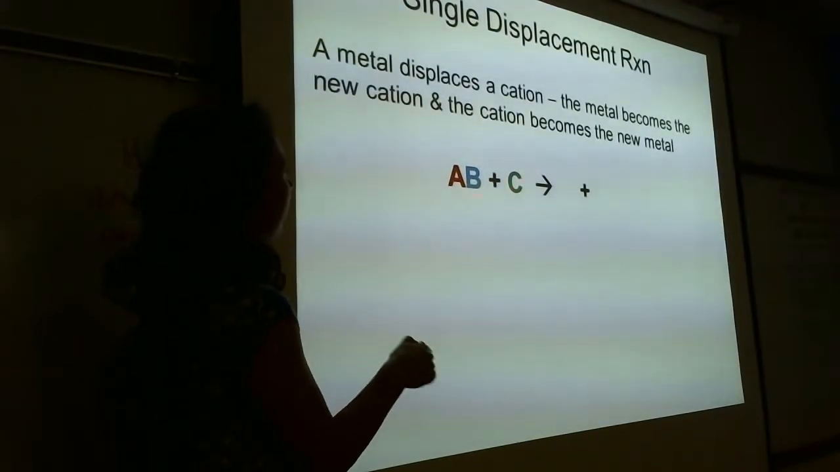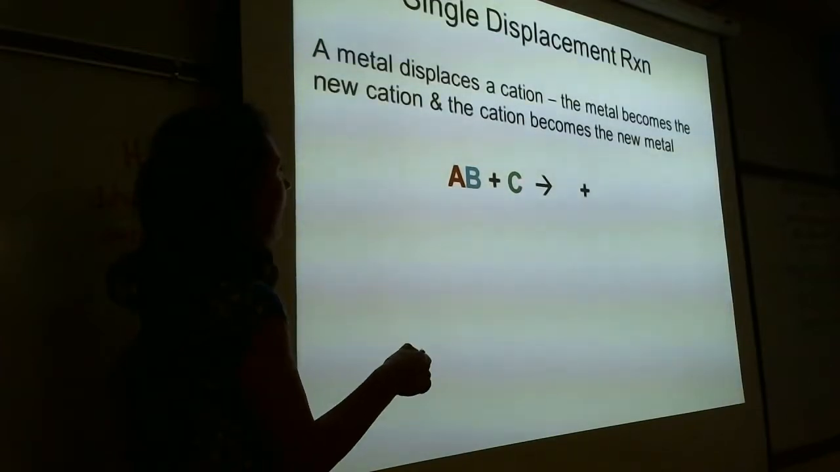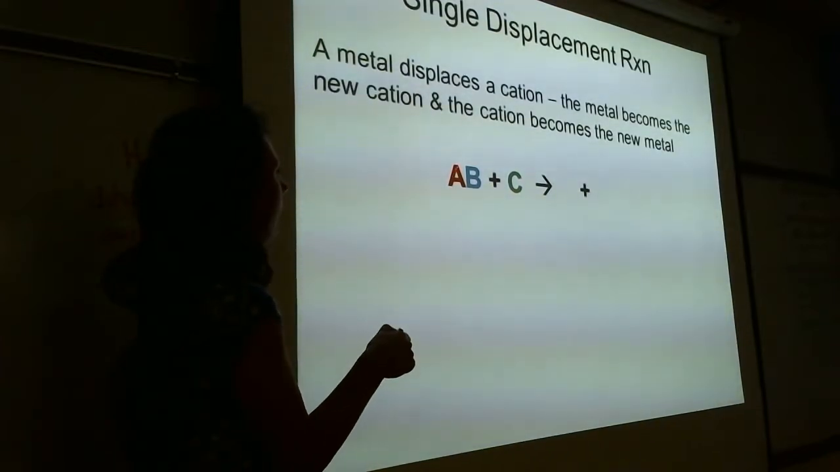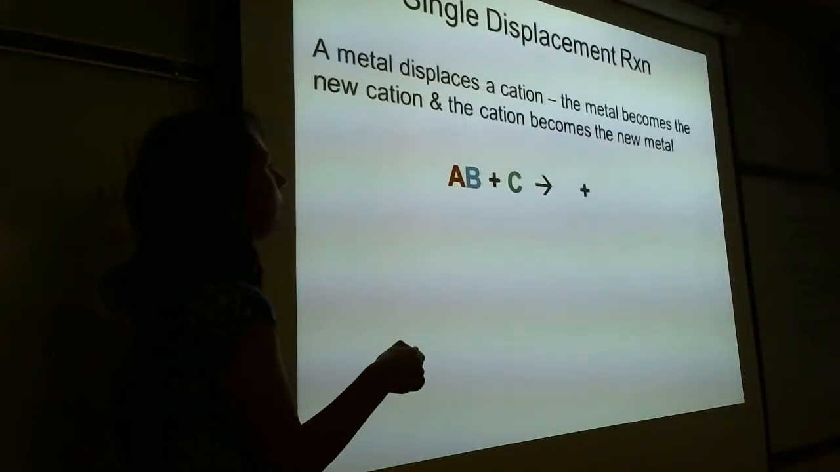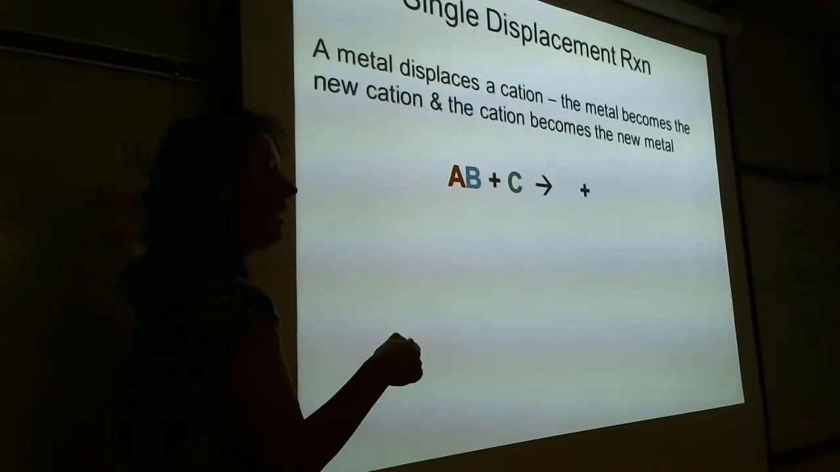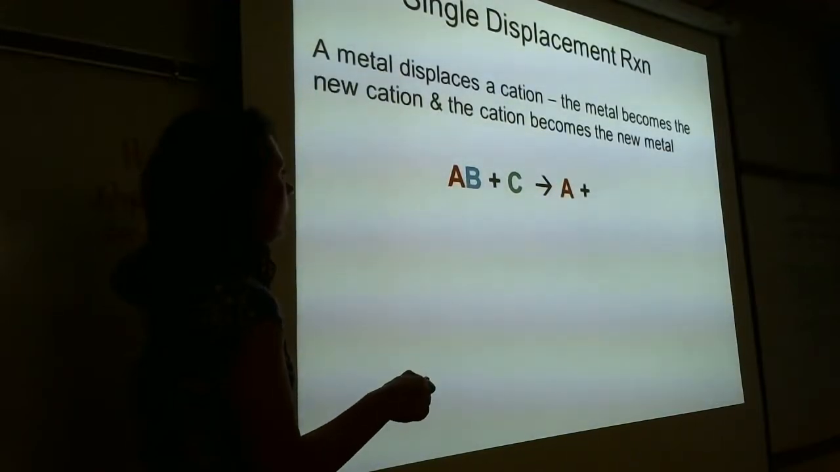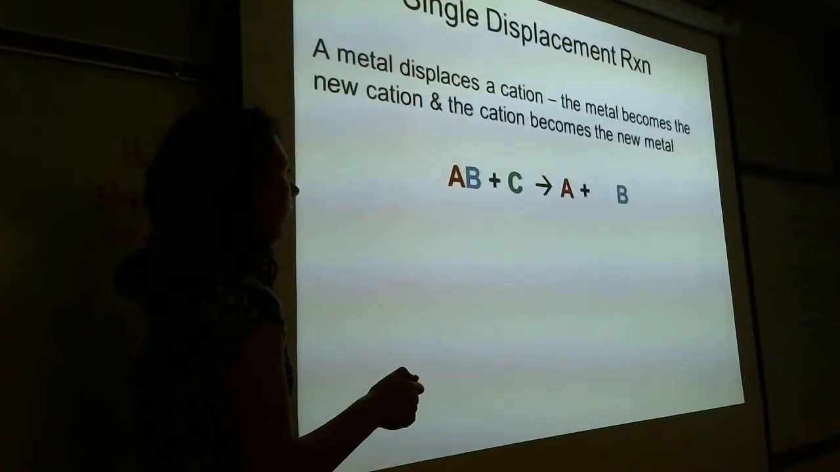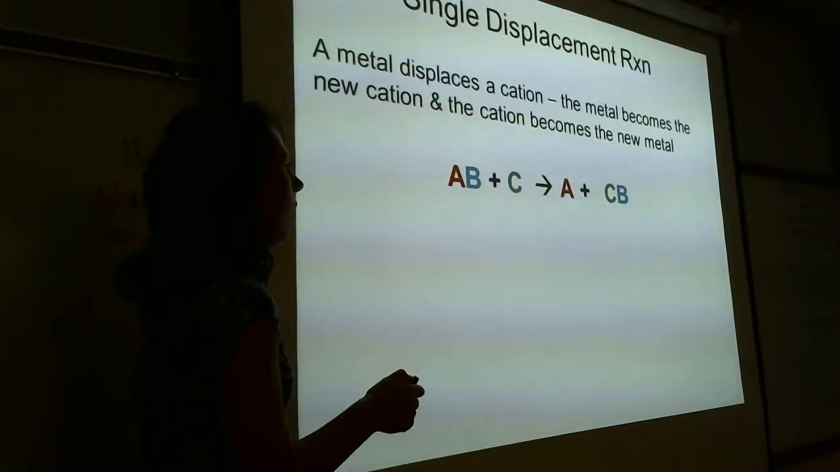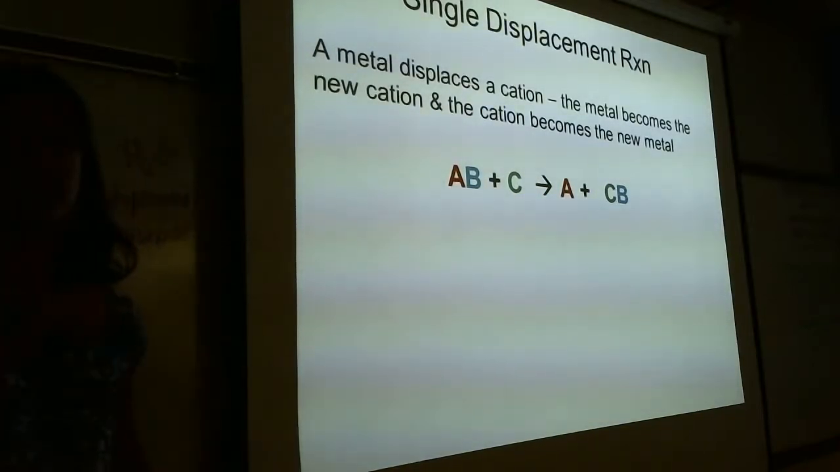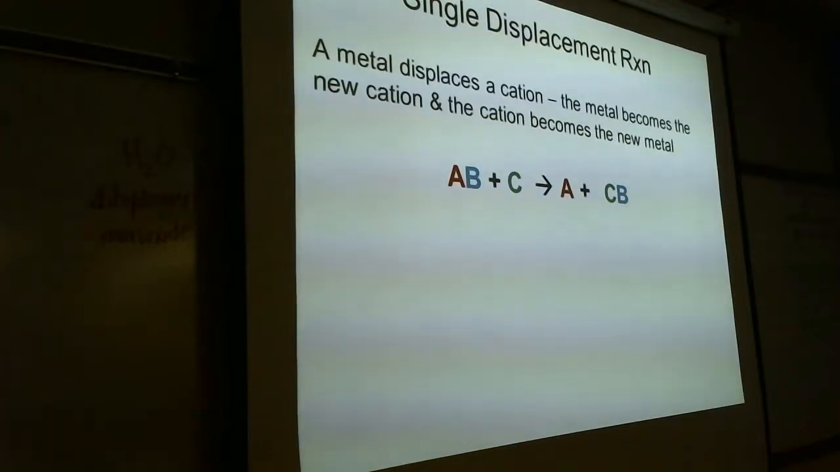So this is my metal, this is my compound. So the metal becomes the new cation, and the cation becomes the new metal. And then this anion just stays the same, right? So A gets all by its lonesome, and now C and B get together. Why is it CB and not BC? Who goes first, the cation or the anion?